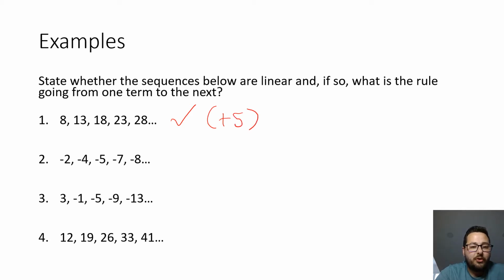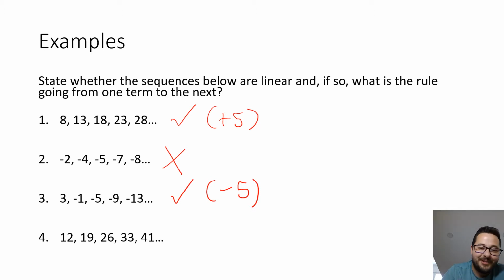Number two, we've got 2, minus 4, minus 5, minus 7, minus 8. Well, that's not linear because we're taking away 2, then 1, then 2, then 1. So that is not linear. The next one, we've got 3, minus 1, minus 5, minus 9, minus 13. Well, that is definitely linear. We are taking away 5 each time, so that is minus 5.